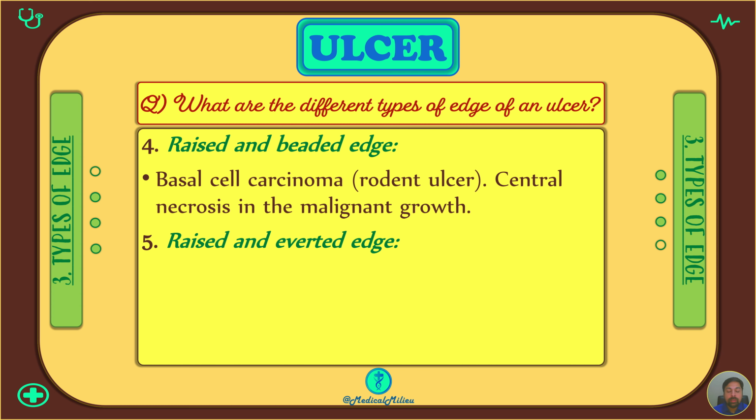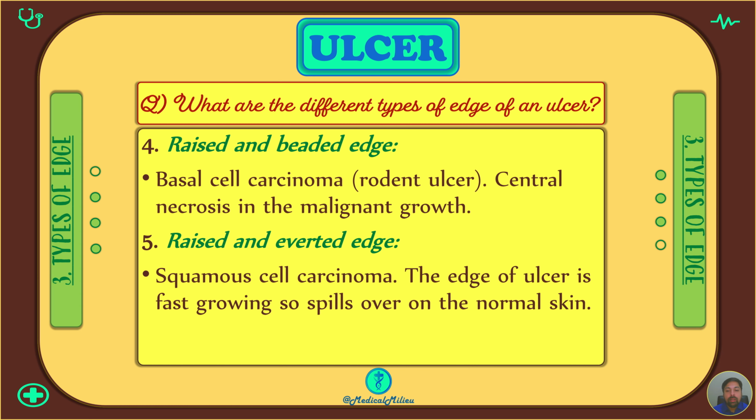And type 5 is raised and everted edge, which is seen in squamous cell carcinoma. The edge of the ulcer is fast growing, so it spills over on the normal epithelium.